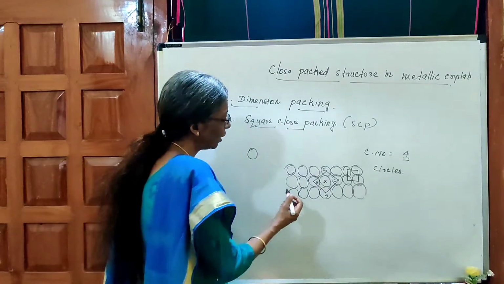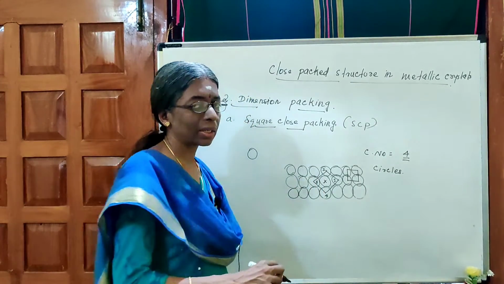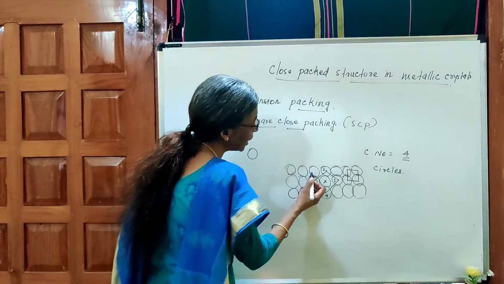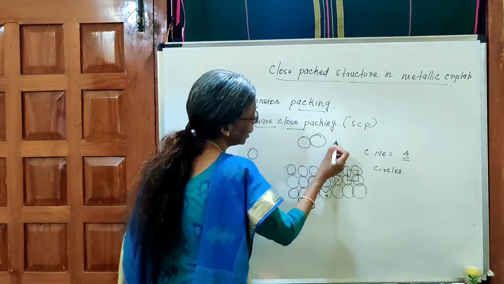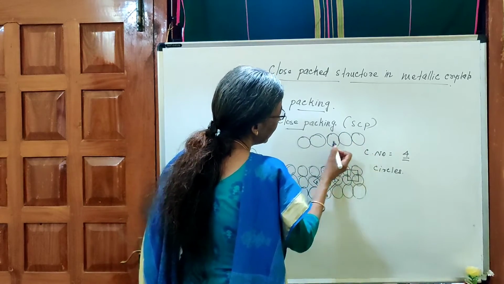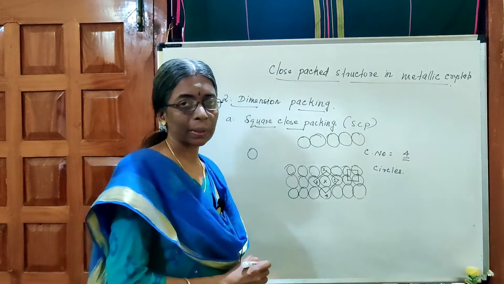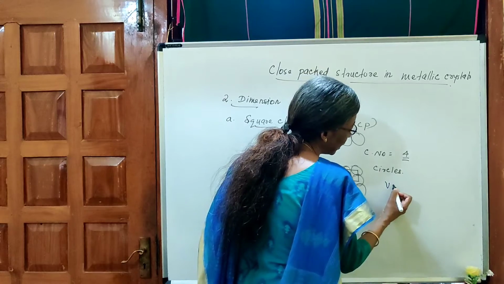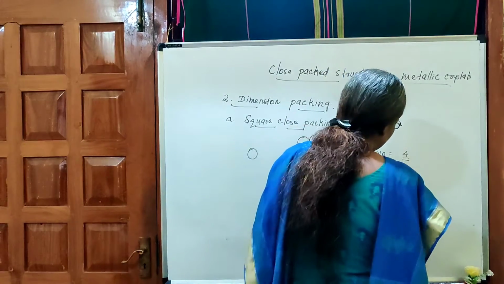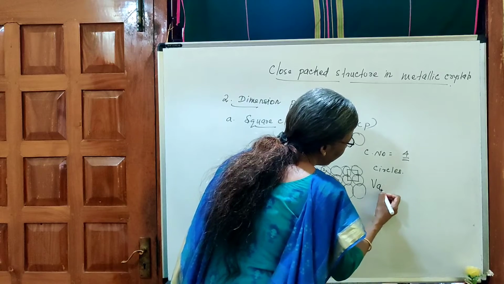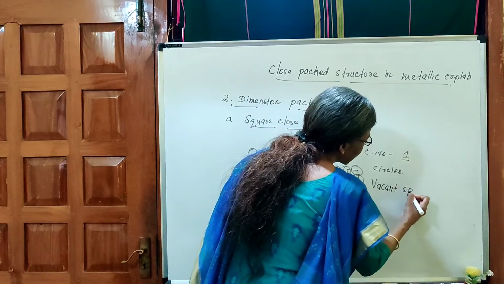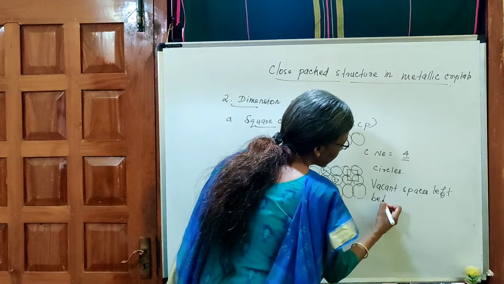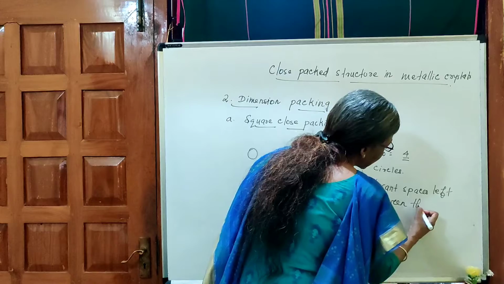Now you see here, we are not measuring and drawing, just imagining. Between the spheres, 1, 2, 3, 4, 5, there will always be some gaps. This gap is called voids. These are vacant spaces left between the spheres, between the particles.